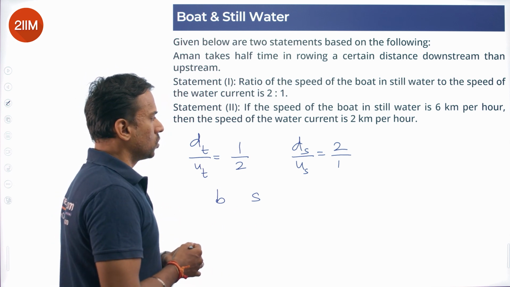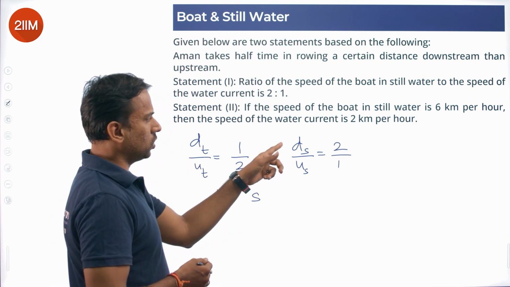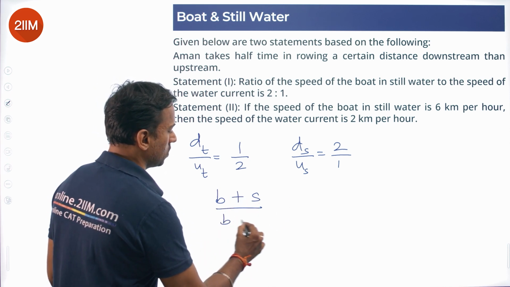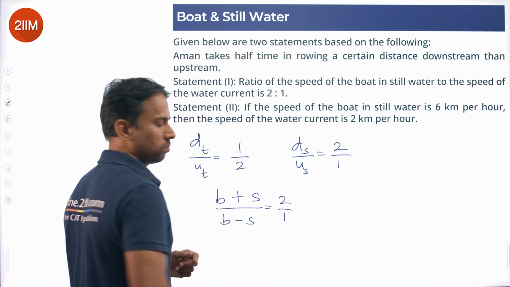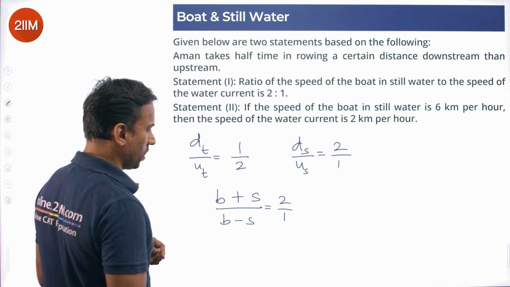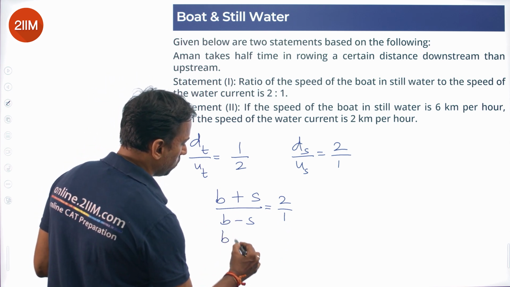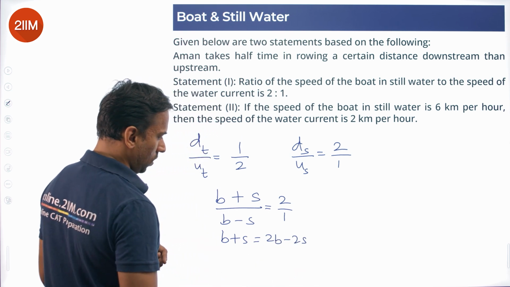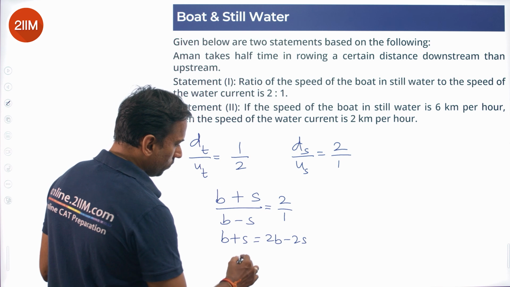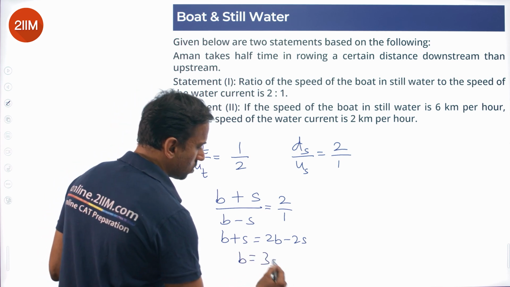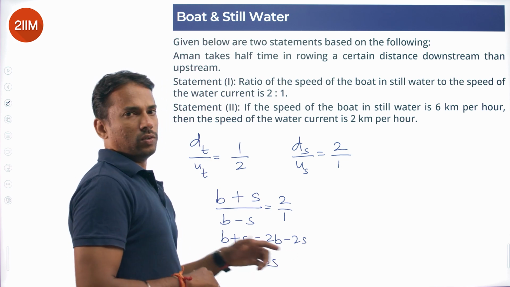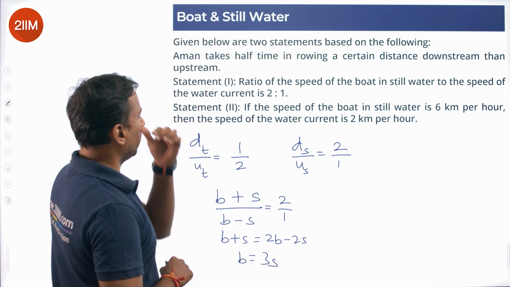So that means what we can tell here, downstream speed, which is going to be B plus S, by upstream speed B minus S, is going to be 2 by 1. Now from this we get B plus S is equal to 2B minus 2S, or we'll get B is equal to 3S. So boat speed should be thrice of stream speed. So this is what we are getting.